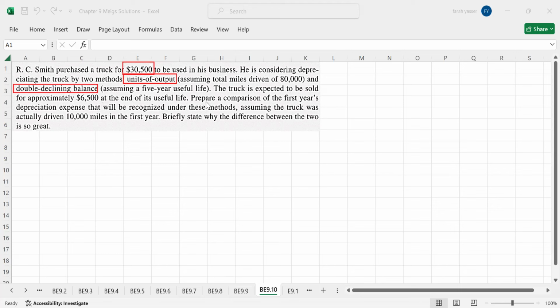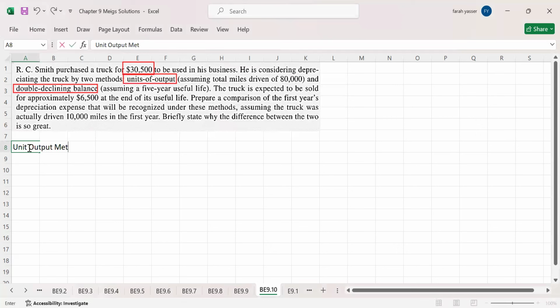Then prepare a comparison of the first year depreciation under each of these methods. And first year, how many miles are driven? 10,000 miles are driven. Briefly state why the difference between the two is so great. So let's see what is the difference in the depreciation expense under each of the methods. First, we are going to use unit output method.